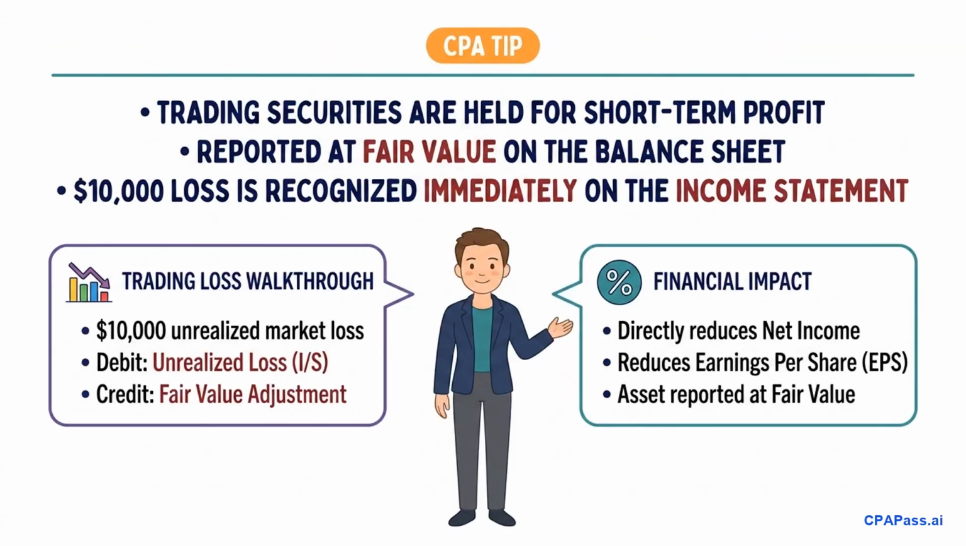Now, let's apply our $10,000 unrealized loss to trading securities. Trading securities are debt instruments bought for short-term profit. Because they are held for active sale, they must be adjusted to fair value at the end of every reporting period. For our $10,000 loss, we debit unrealized loss on the income statement and credit the fair value adjustment account. This immediately reduces net income and earnings per share. On the balance sheet, the investment is presented at its reduced fair value, reflecting the current market reality because today's value is what matters most for active traders.